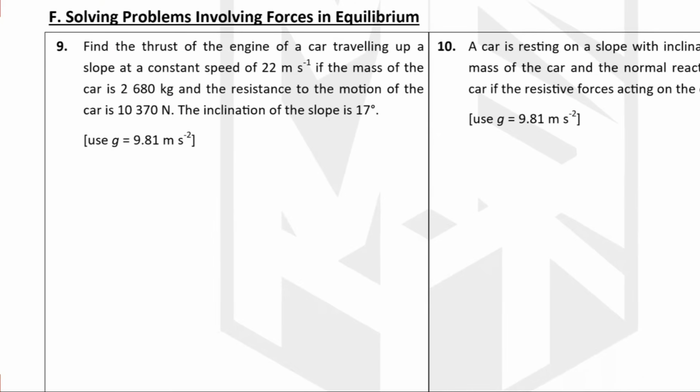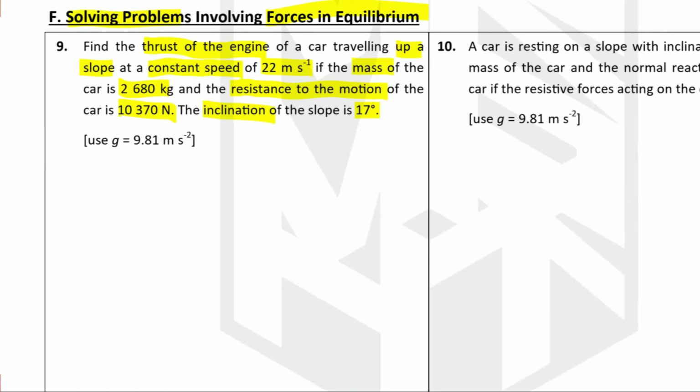Let's look at solving problems involving forces in equilibrium. Find the thrust of the engine of a car traveling up a slope at a constant speed of 22 meters per second. If the mass of the car is 2,680 kilograms and the resistance to the motion is 10,370 newtons, the inclination of the slope is 17 degrees.